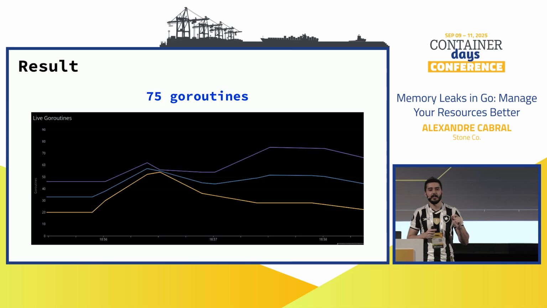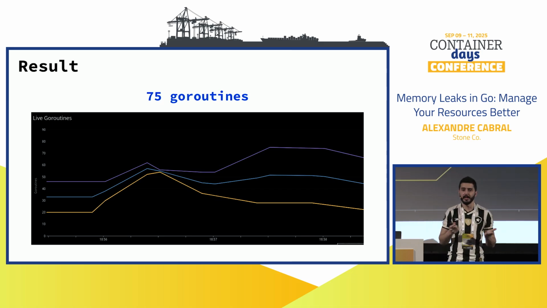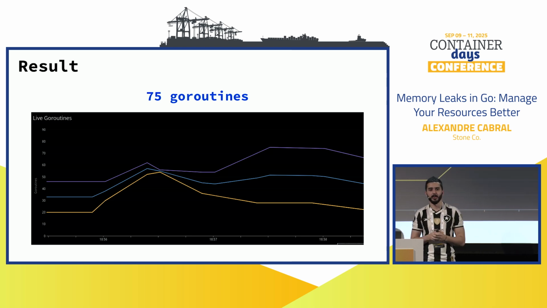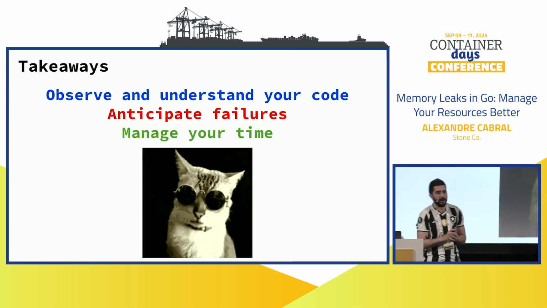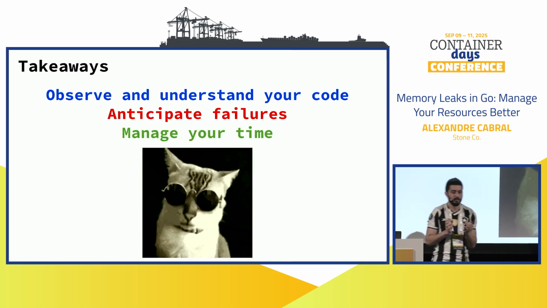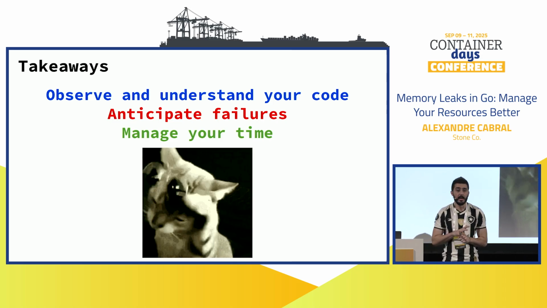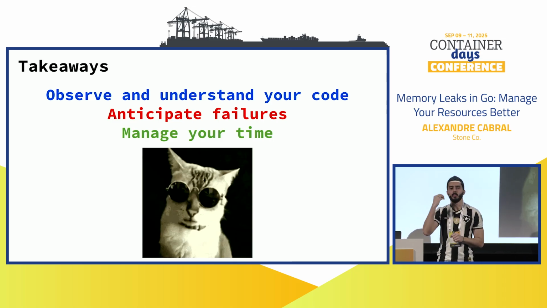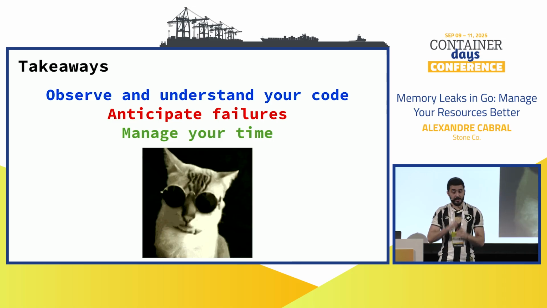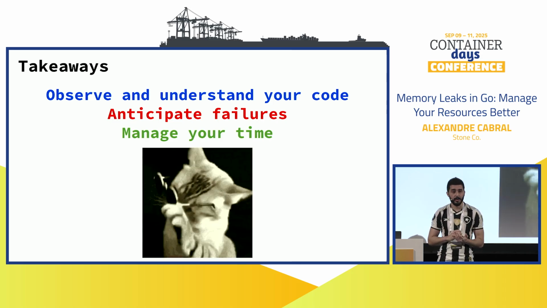And for goroutines, we can use another tool that makes our lives easier. That's goleak from Uber. I advise you to use it because it will show you the exact location where you have a goroutine leak, okay? And the takeaways of the presentation are basically: observe and understand your code. It's important for you to understand the language you are working with, because each language has its own traps for memory leaks.